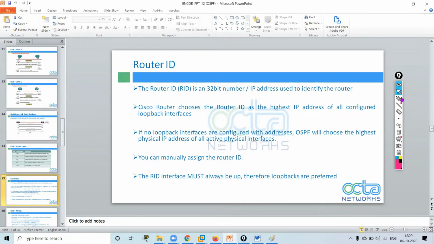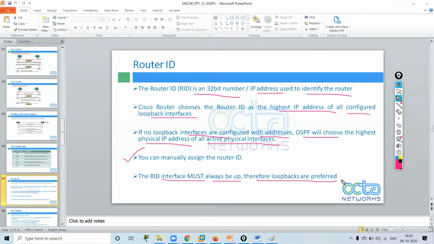The router ID is a 32-bit number or IP address used to identify the router. A Cisco router chooses the router ID as the highest IP address of all configured loopback interfaces. If no loopback interfaces are configured with an address, OSPF will choose the highest physical IP address of all active physical interfaces. You can manually assign the router ID. The RID interface must always be up. Therefore, loopbacks are preferred. Got it?